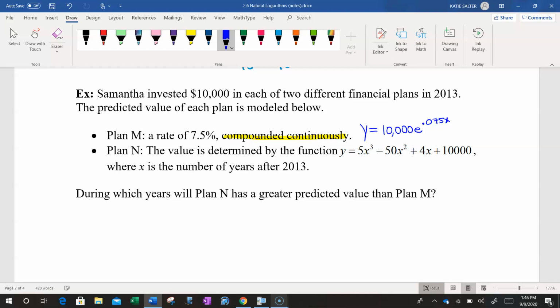Then plan M, the value is determined by the following function, and it gives us this cubic function, where x is the number of years after 2013. During which years will plan N have a greater predictive value than plan M? That should say have, not has.